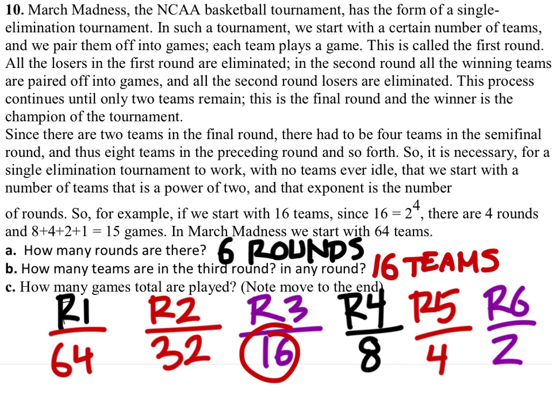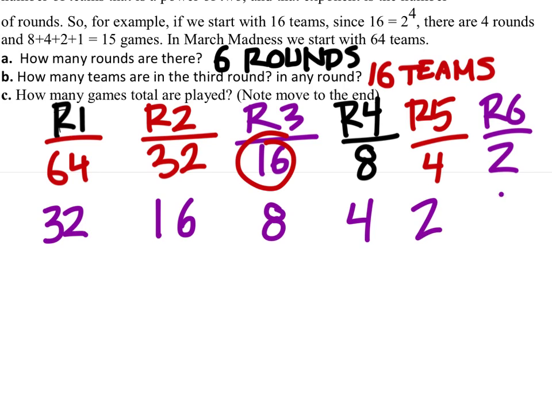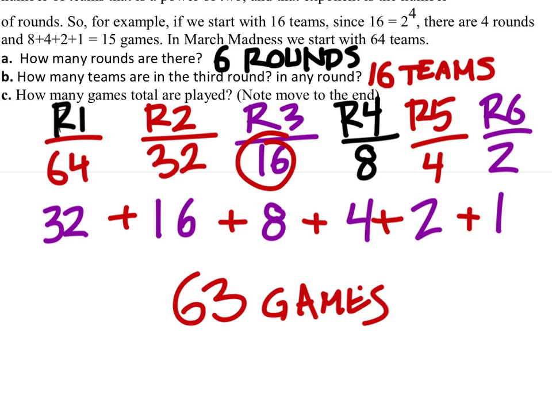How many games total are played? Well, if we look at this, for round 1, there's 64 teams, so two teams per game. That would give us 32 games. The next one would have 16, then 8, 4, 2, and 1 game for the final round. So how many total games are played? We would just add all these together, and this would tell us how many games. And we have 63 games.